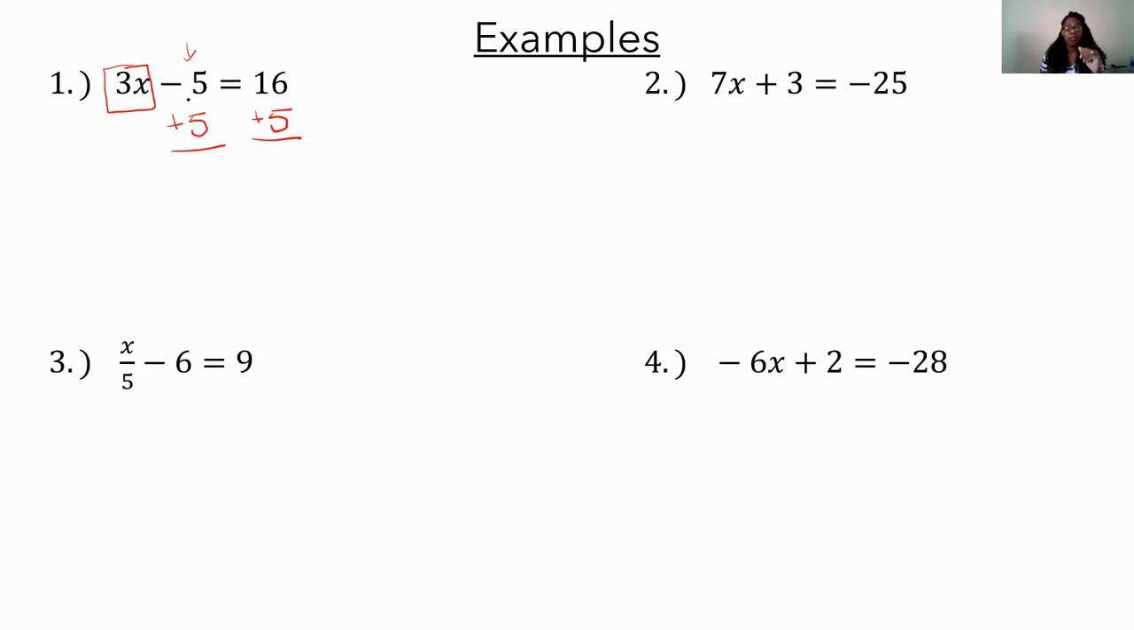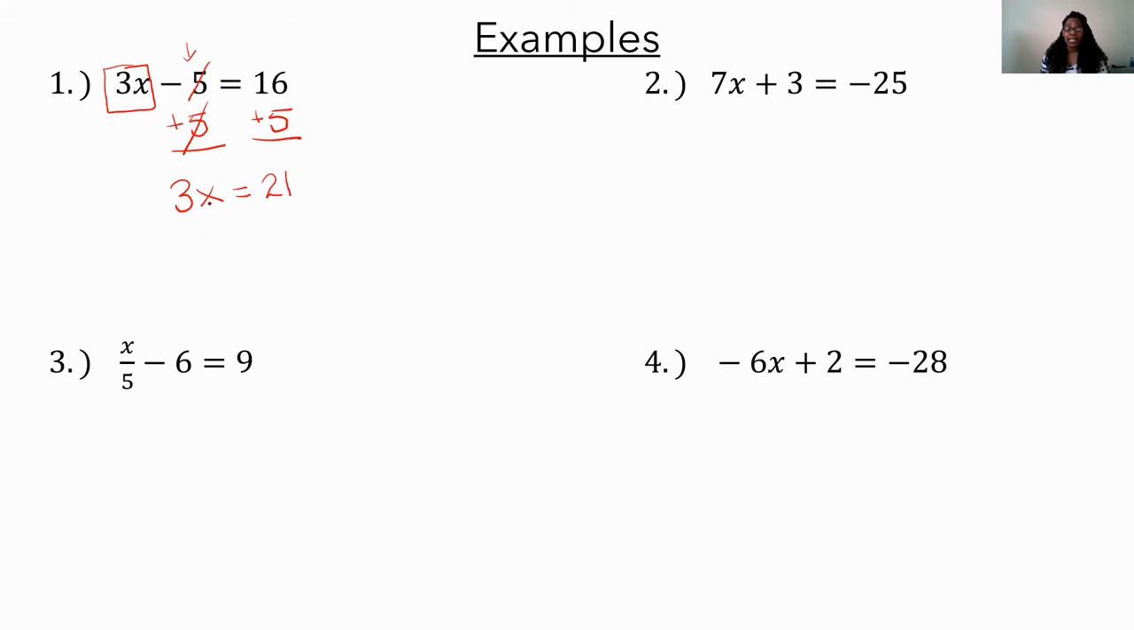So negative 5 plus 5 gives me 0. We don't have to put the placeholder of 0, but we do need to take this 3x and bring it down, also with the equals. Now we have 16 plus 5, which gives me 21. So now this should look familiar: 3x is equal to 21. That's what we did last time.